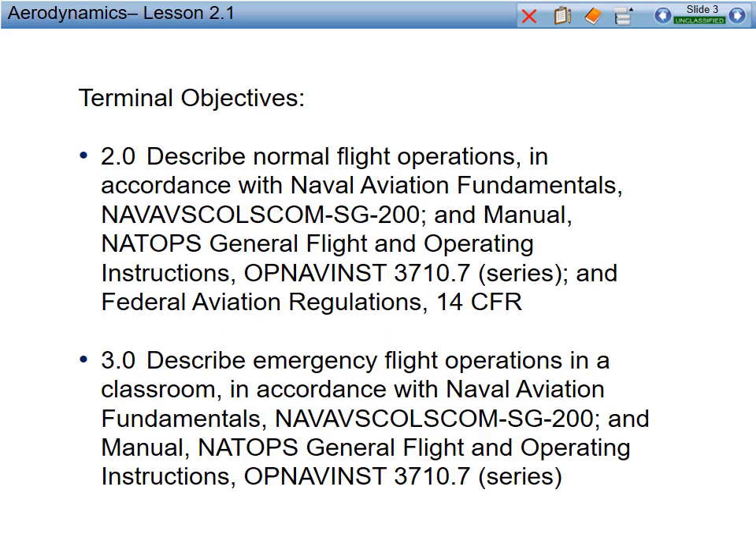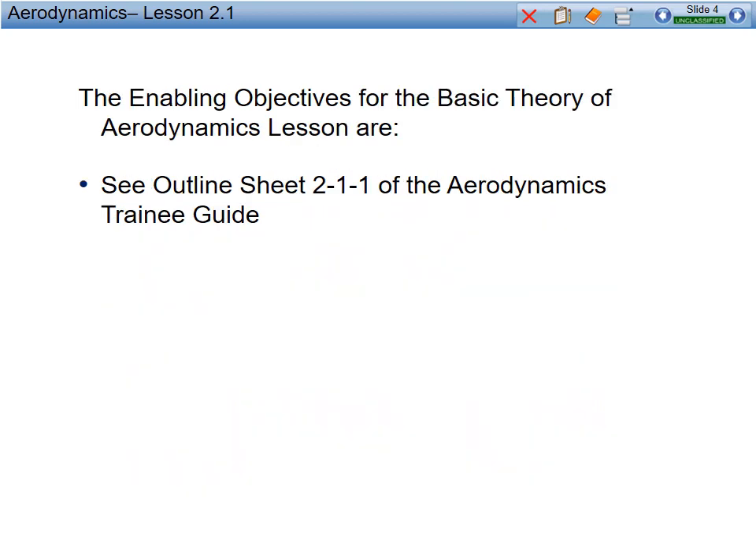These are your terminal objectives for the course. Keep in mind that these terminal objectives are for Aerodynamics 1 and 2. The enabling objectives for the basic theory of aerodynamics, you will see these at the beginning of each lesson guide, but they are located in your textbook. These are where the test questions will be derived from.